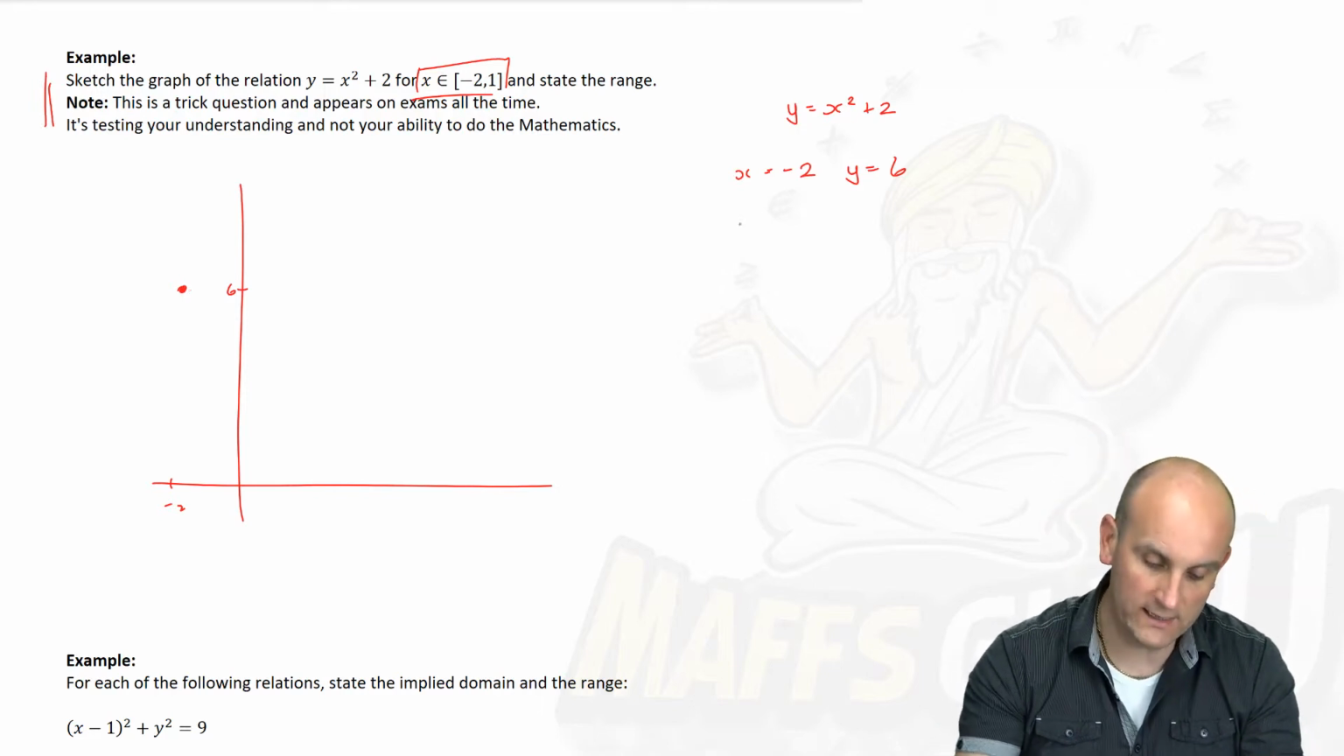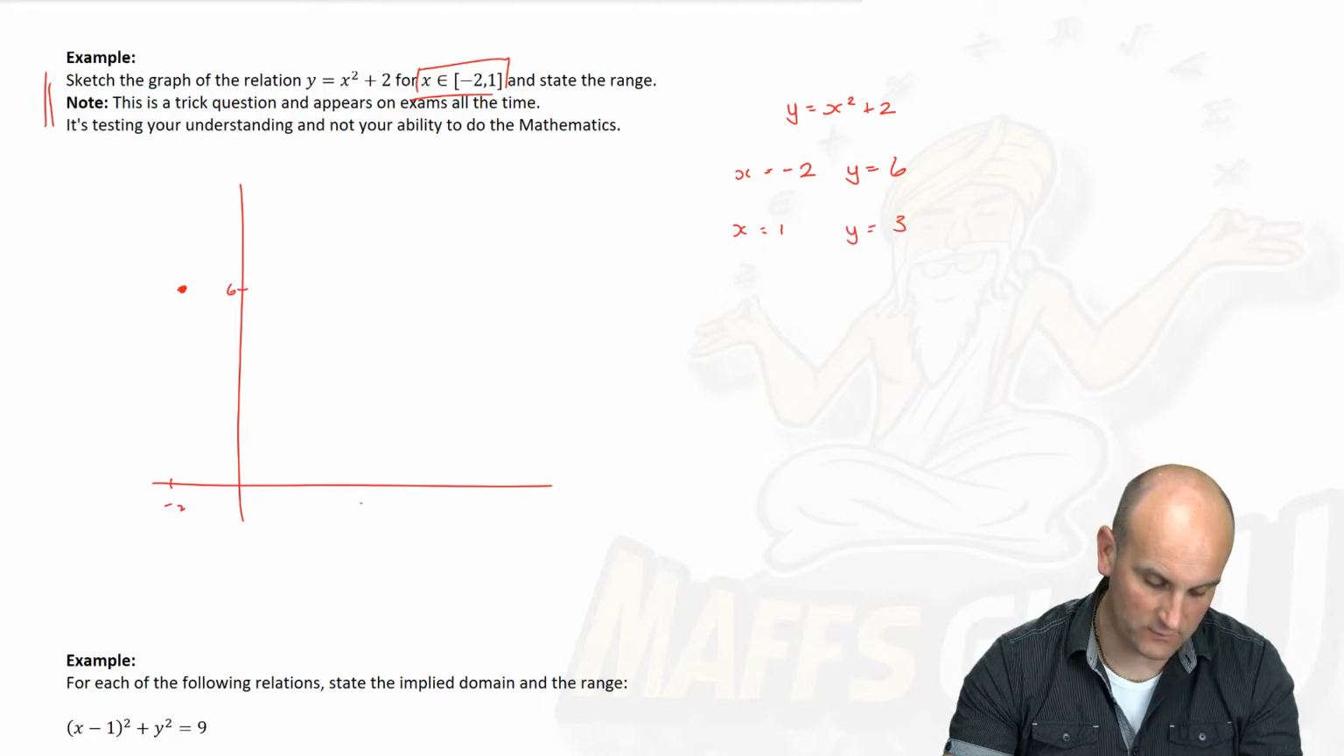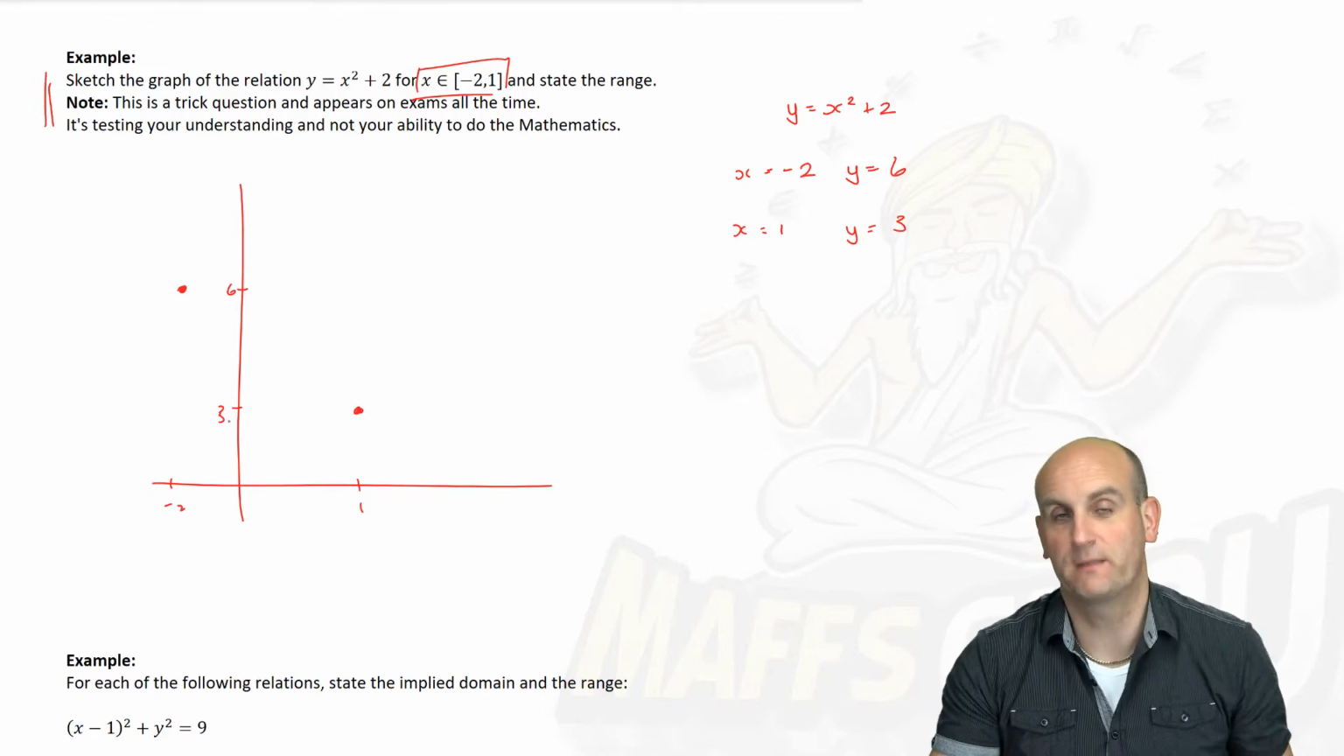I'm now going to put 1 in. So x is equal to 1. 1 squared is equal to 1, plus 2 gives me 3. And so when I put my value of 1 in, and this is wildly not to scale, I know that this highest point there comes out to be 3. So what is my range?